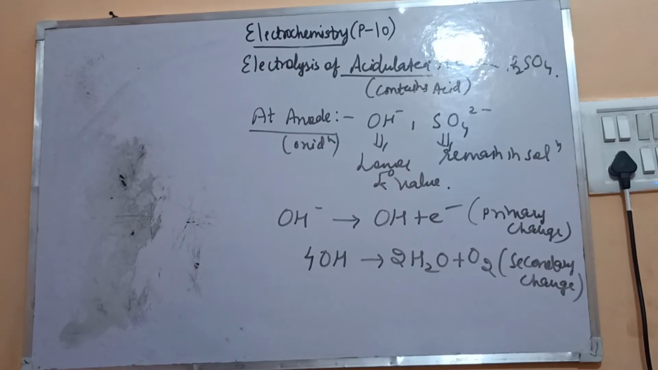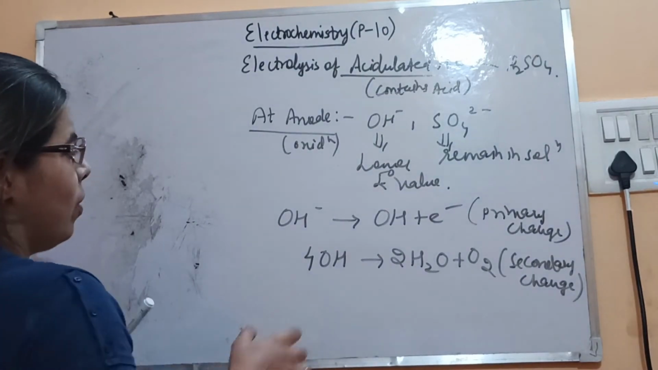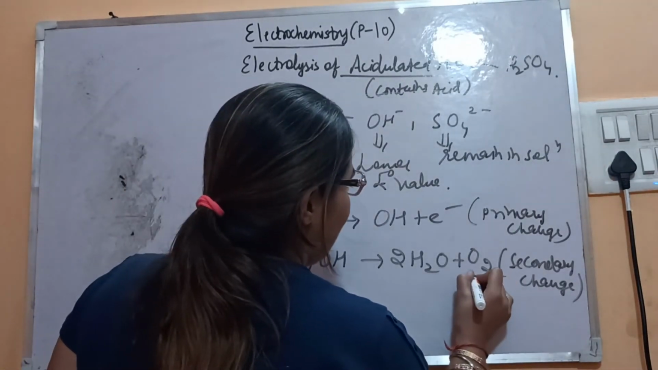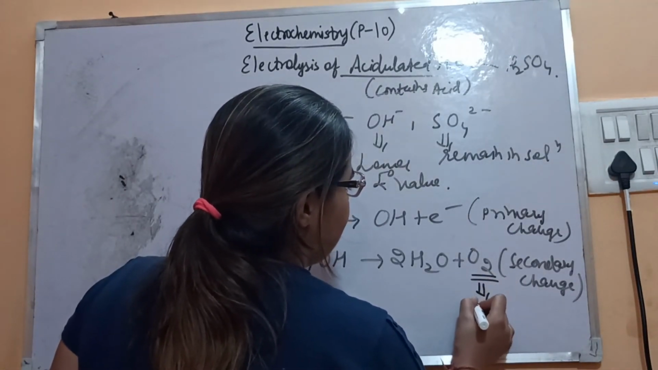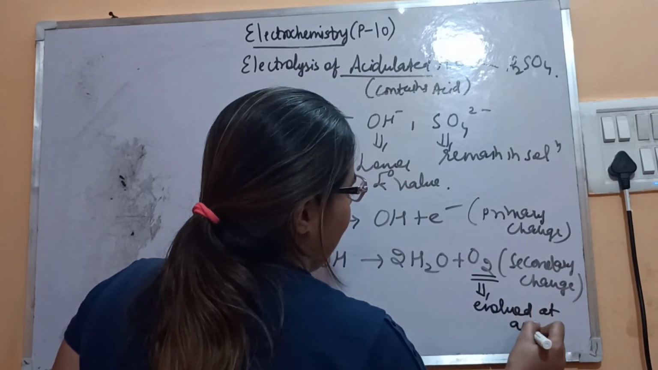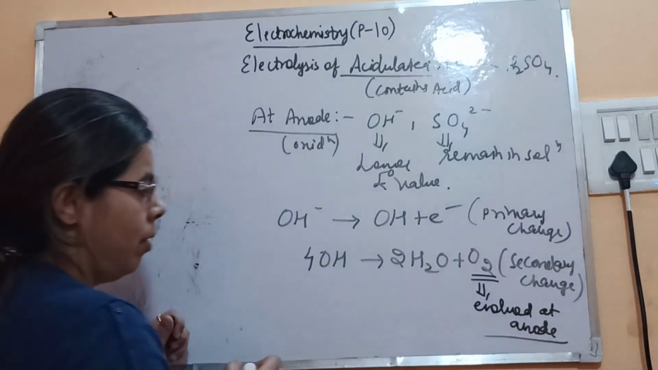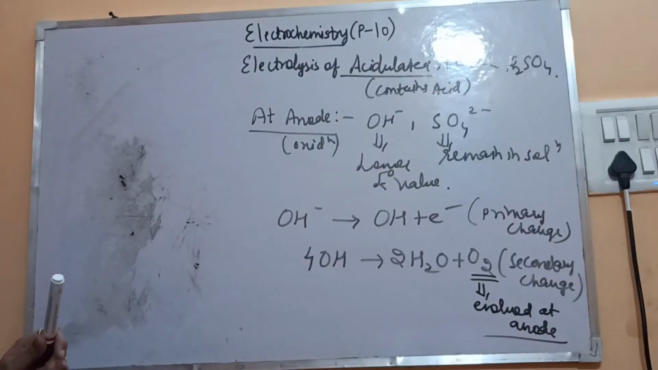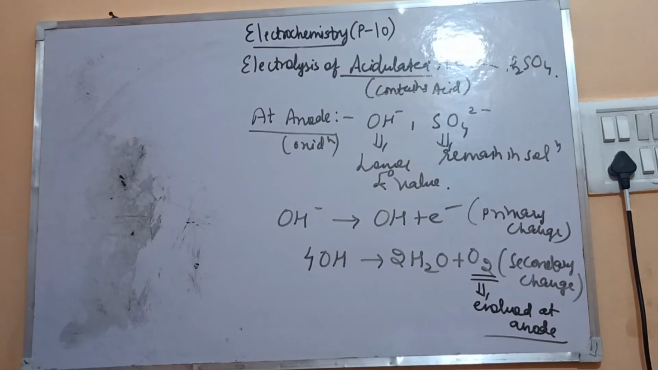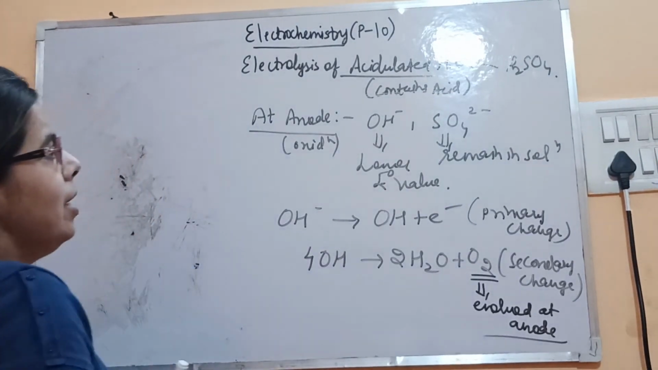So if I see the overall reaction, here O2 gets evolved at anode and hydrogen gets evolved at the cathode. Fine. So we'll see the overall reaction here. What gets liberated? Okay. So let's see.